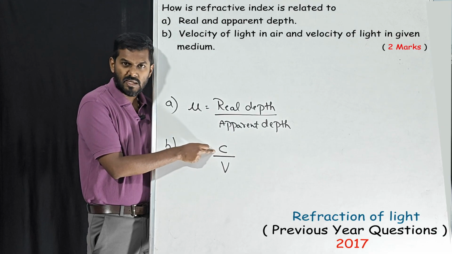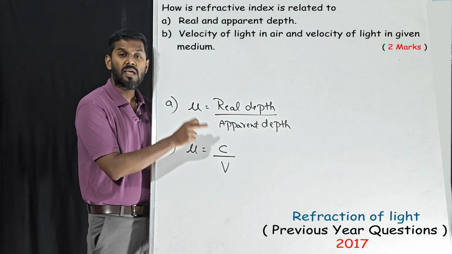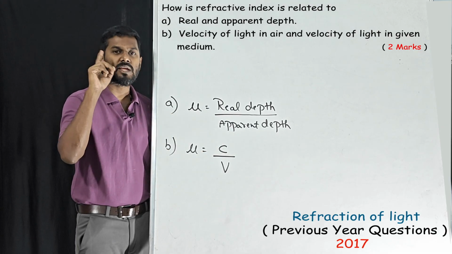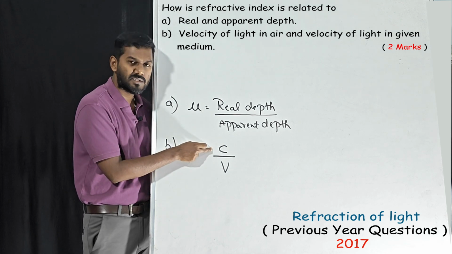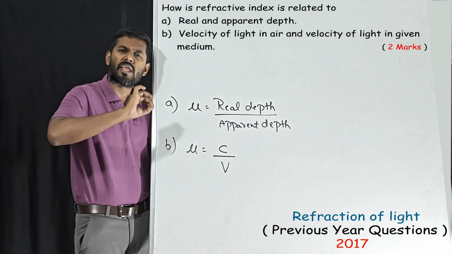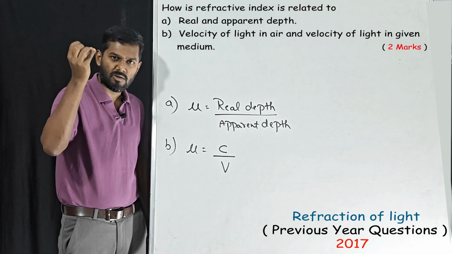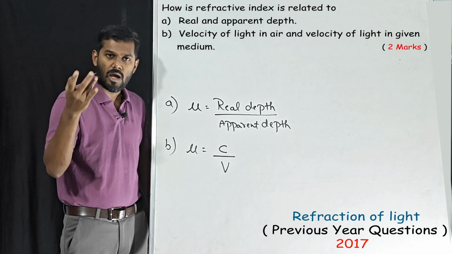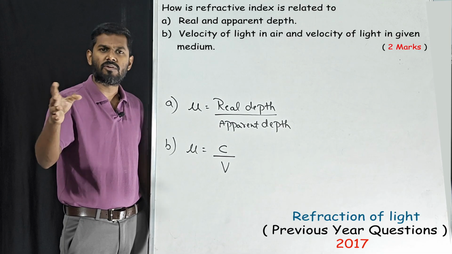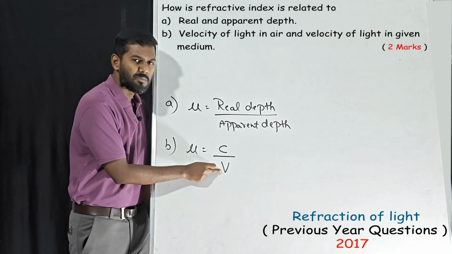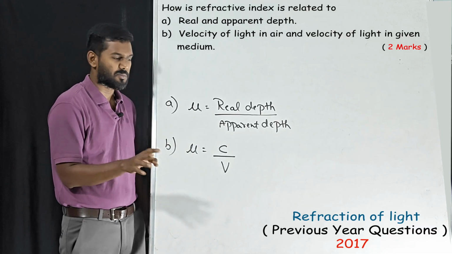What is C? C represents velocity of light in air or vacuum. Only in air or vacuum do we represent it using the symbol C. In any other medium, velocity of light in glass, velocity of light in water, velocity of light in diamond or any liquid or anything, we use the symbol V. Okay, this is very much important.